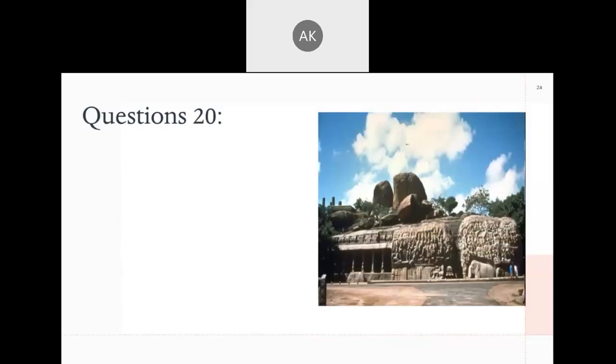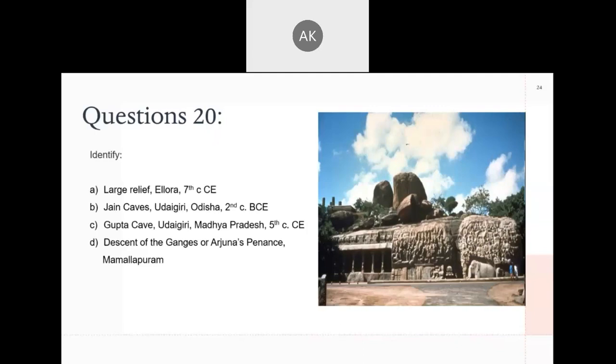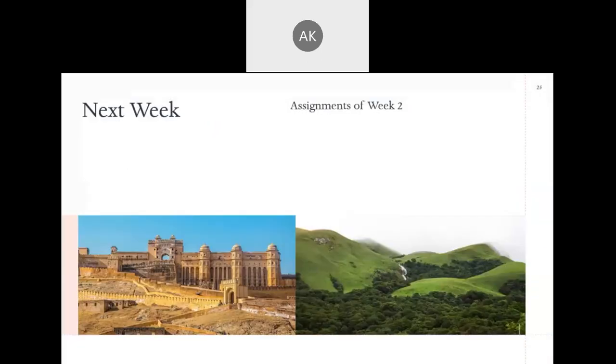Okay, question number 20. This is a bit difficult one. The options are the large relief of Ellora, Jain caves of Udaigiri in Odisha, Gupta caves of Udaigiri in Madhya Pradesh, or Descent of the Ganges or Arjuna's Penance at Mamallapuram. The answer is Descent of the Ganges or Arjuna's Penance at Mamallapuram. So this was the end of the first week assignment, from the 20 and 21 run of the course from NPTEL.